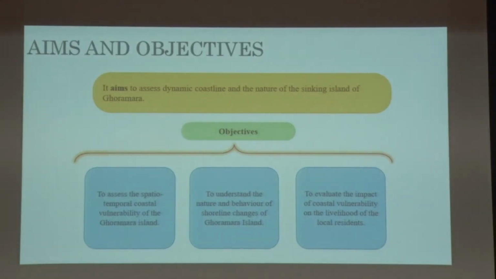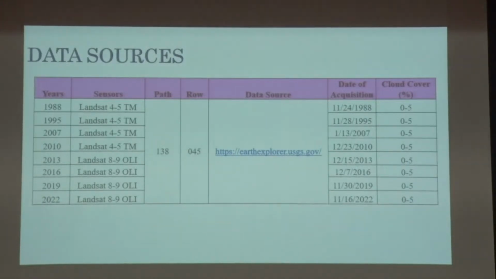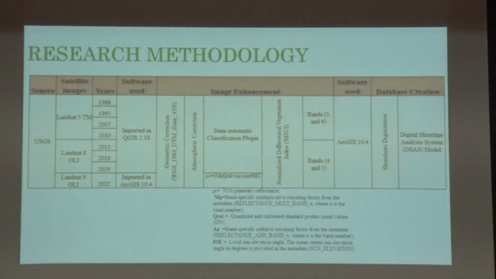It aims to assess the dynamic coastline and the nature of the sinking island of Ghoramara. Objectives are to assess the spatio-temporal coastal vulnerability of Ghoramara Island, to assess the nature and behavior of shoreline changes of Ghoramara Island, and to evaluate the impact of coastal vulnerability on the livelihood of the local residents. These are my data sources, and this is the research methodology.